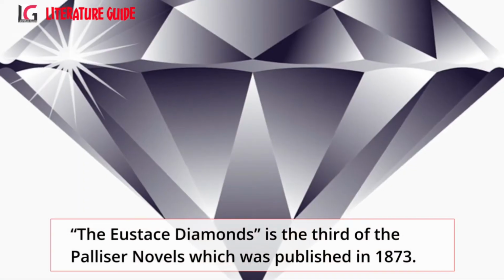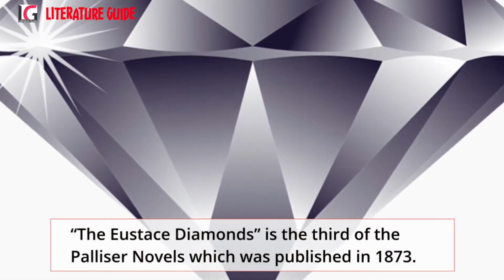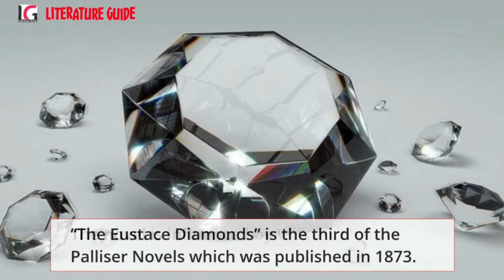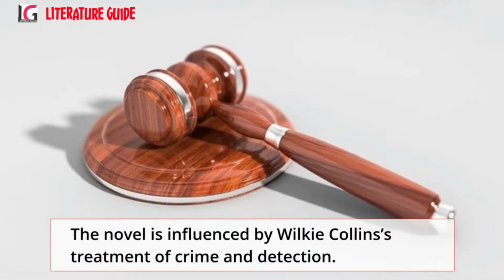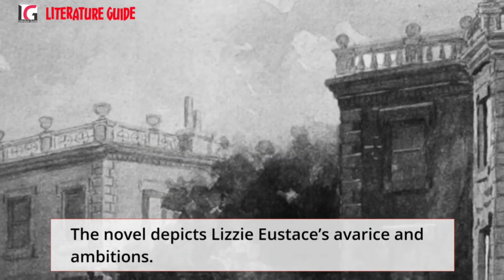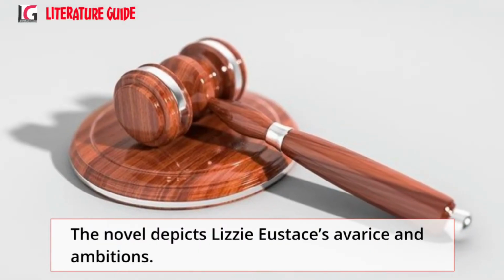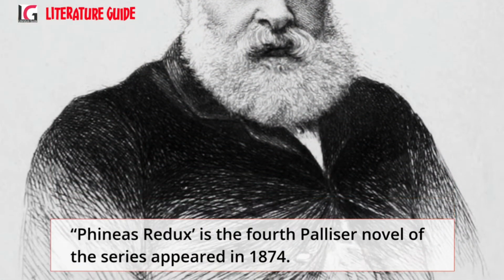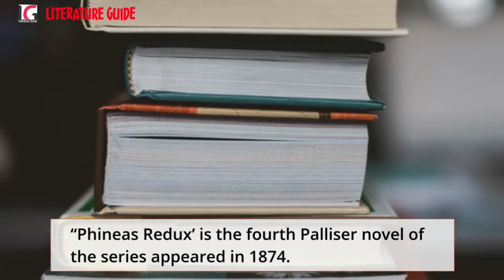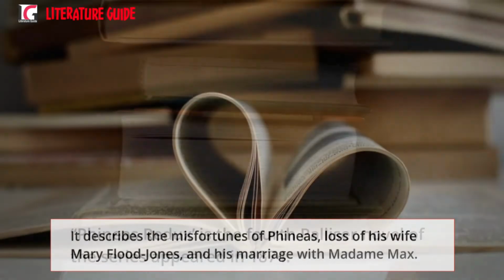The Eustace Diamonds is the third of the Palliser novels, which was published in 1873. The novel is influenced by Wilkie Collins's treatment of crime and detection. The novel depicts Lizzie Eustace's avarice and ambitions. Phineas Redux is the fourth Palliser novel of the series, appeared in 1874.